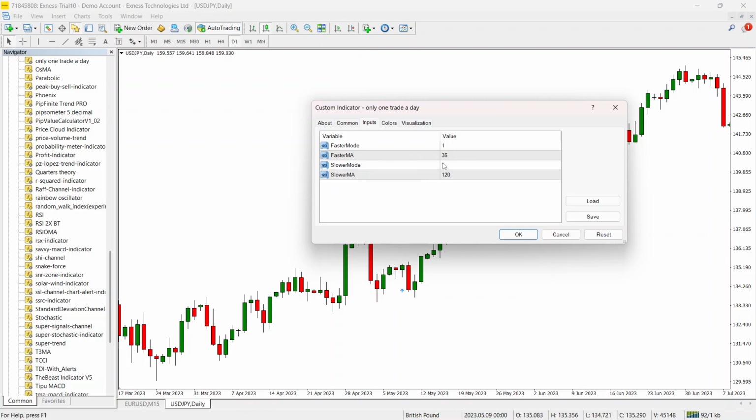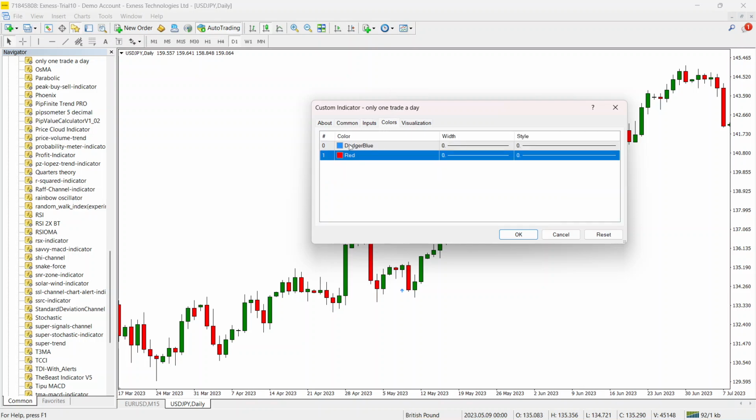We have the slower mode, which sets the type of slower moving average used as the higher level trend filter, and the slower MA period controls how smooth and conservative that slower trend line is, which can reduce noise but also delay arrows. If we come over to the colors, you can see the 0 for the bullish arrow color and 1 for the bearish arrow color.